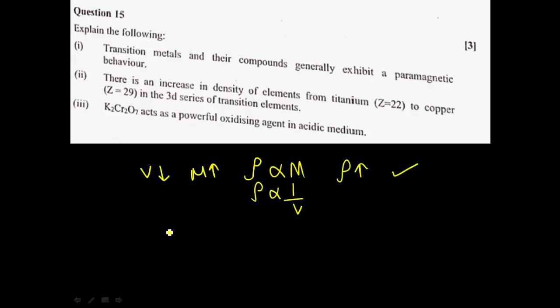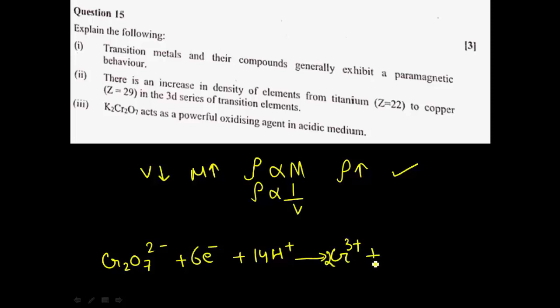Question number 3. Potassium dichromate acts as a powerful oxidizing agent in acidic medium. Well, this is because chromium is present at its highest oxidation state, and hence it can go down and decrease its oxidation state, hence getting reduced and oxidizing others. The reaction is this: Cr2O7 2- accepts 6 electrons in acidic medium to get reduced to Cr3+ and water. So that's it. You can frame your own answers and write them. Next.